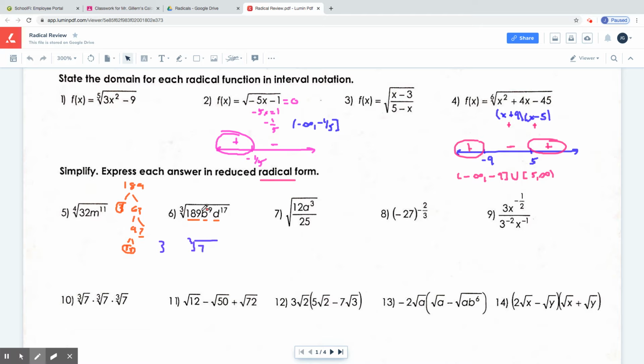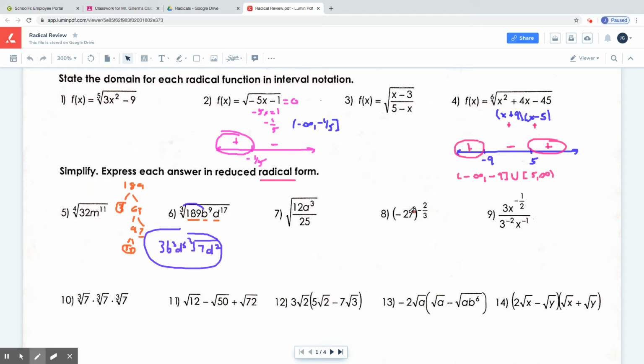All right. For b to the 9th, how many times does 3 go into 9? 3 times. So b cubed on the outside, what's left over? Nothing. Goes in evenly. So there's no b on the inside. 3 goes into 17 5 times. So it's d to the 5th. And then how many are left over? 3 times 5 is 15 with 2 left over. So it's d squared. So 3b cubed, d to the 5th, cube root 7d squared.